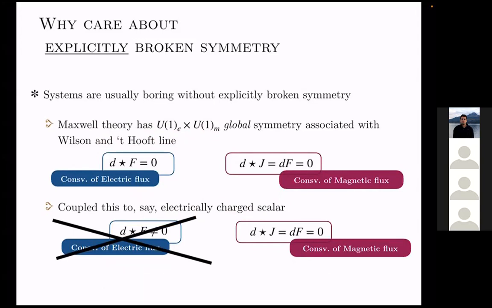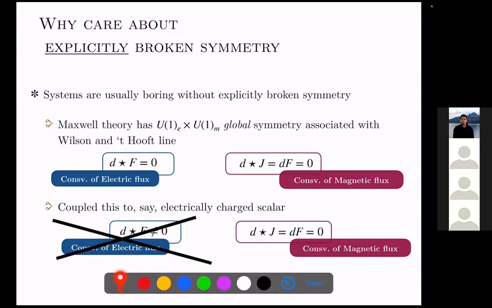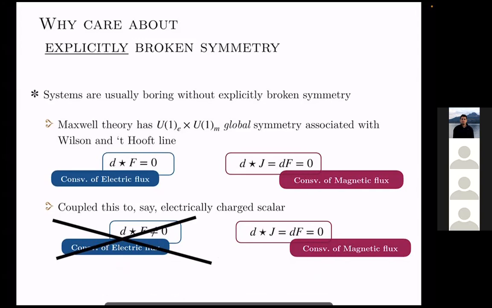But let's say you couple it to an electrically charged scalar, of charge 1, for example, and then the electric flux is completely screened. The Wilson line can now end somewhere, and the magnetic flux is conserved. And I think it's not controversial to say that QED is much more interesting than just free Maxwell, so this is one way to say that things can become more interesting when you explicitly break a global symmetry.